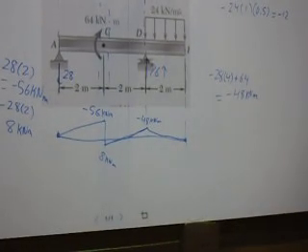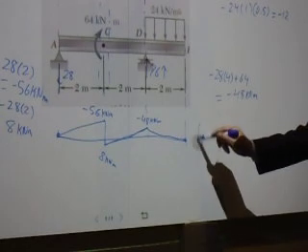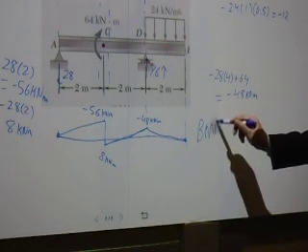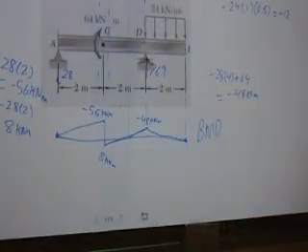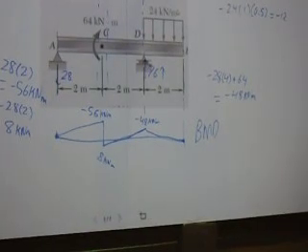Clear? Okay. So this is my bending moment diagram. Done? So that's it for this example. Okay?